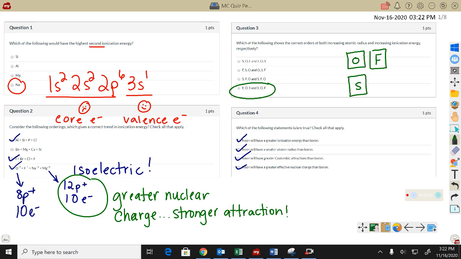Which of the following shows the correct order for increasing radius and ionization energy, respectively, in that order? So here's kind of where these elements would fall on the periodic table. If I'm going increasing radius, well, yeah, the sulfur should have the highest radius. It's got electrons distributed amongst 3 energy levels. Oxygen and fluorine, only 2 energy levels.